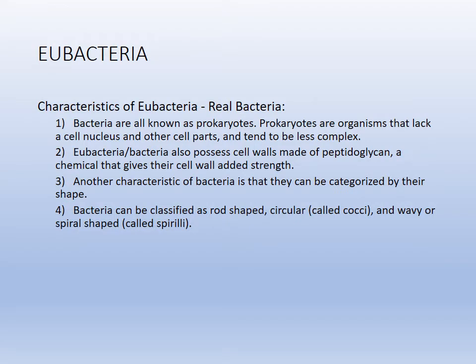The eubacteria are the true bacteria. They have no nucleus, no membrane-bound organelles. They do have cell walls, though, so they're different, more complex. They're characterized by their shape: round, rod, or spiral. If you get a streptococcus, that's a circular bacteria. Coccus means circle. Bacillus is rod-shaped. Spirillum is spiral.